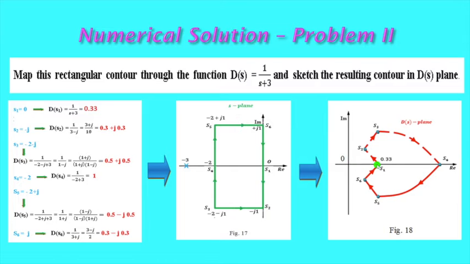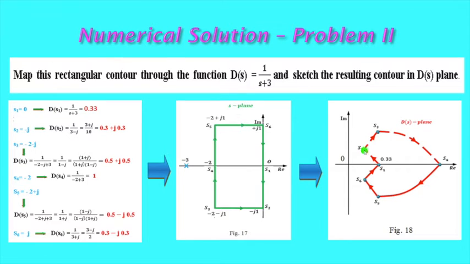So this magnitude is 0.33. So this point is S1. There is no imaginary part. Then S2. S2 is -j1. Put in the D(s). Then calculate. So this point is 0.3 plus j 0.3. This S2 point is mapped into the D(s) plane.